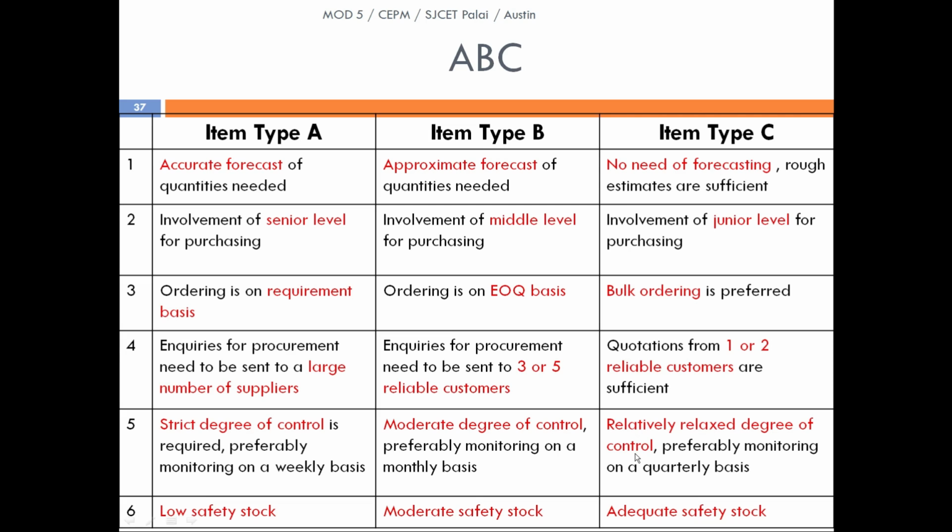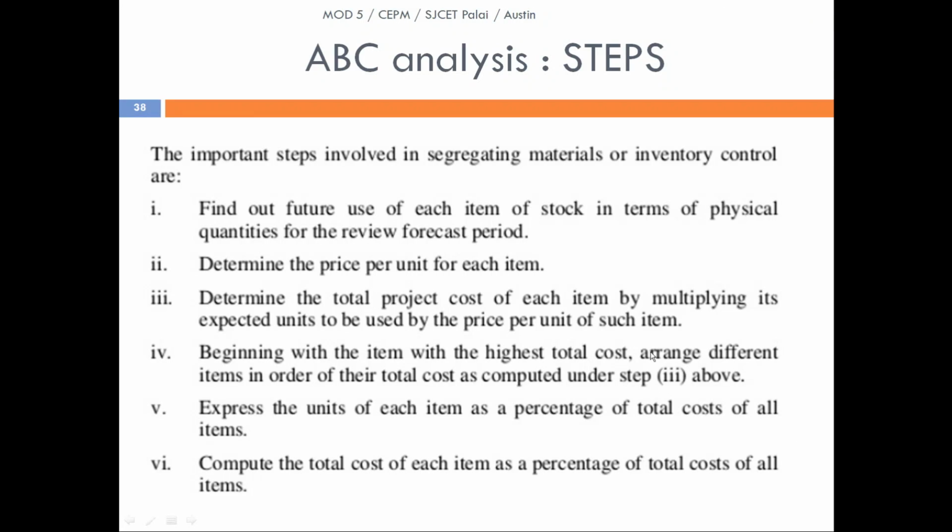As we know, type A consists of the most, 70 to 80% of the value. Therefore, a strict degree of control is to be followed. Low safety stock, moderate safety stock, and adequate safety stock are to be practiced in type A, type B, and type C. So these are the basic differences. If they ask about basic differences between A, B, and C, you can write these 6 points along with the percentage values and along with the graph.